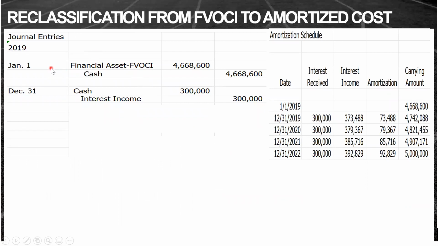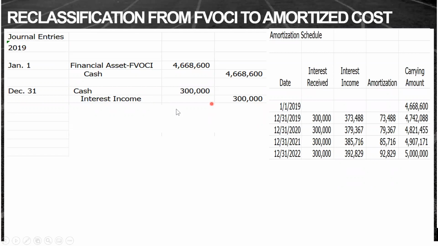We will account first under FVOCI. For 2019, upon acquisition of the investments, this is our entry: debit financial asset, FVOCI, and credit cash for 4,668,600. Then on December 31, of course, it's the interest payment date and we received 300,000 of interest. So you just debit cash and credit interest income.